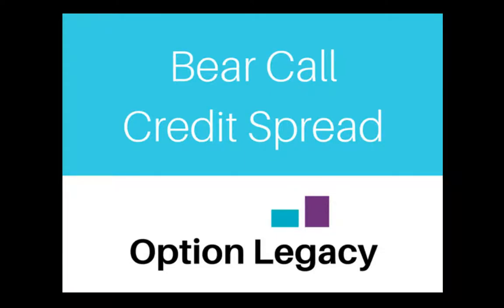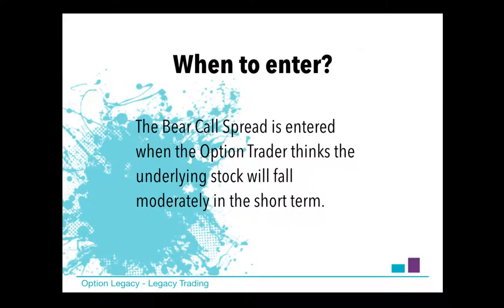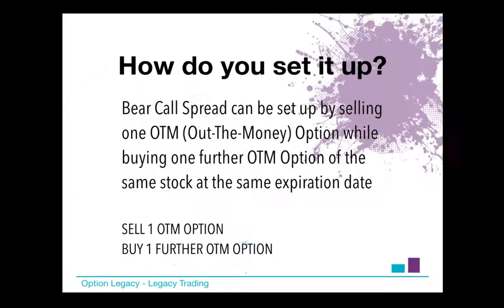So our bear call credit spread by Option Legacy. When do we enter into this thing? The bear call credit spread is entered when the option trader, that's us, thinks the underlying stock will fall moderately in the short term. So how do we set this thing up? The bear call spread can be set up by selling one out-of-the-money option while buying one further out-of-the-money option of the same stock at the same expiration date.